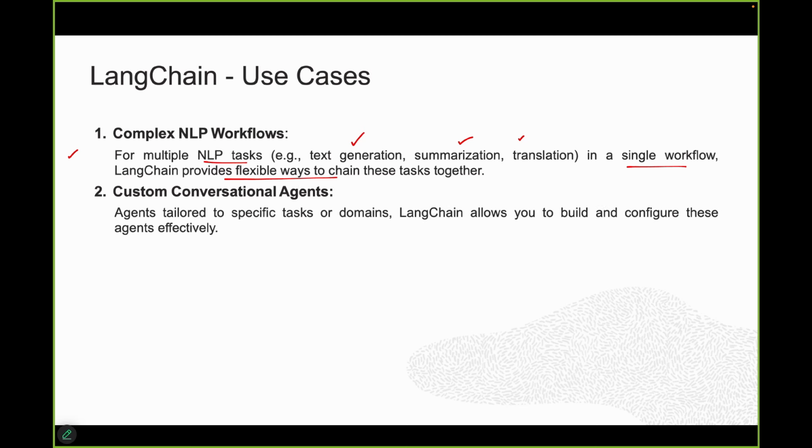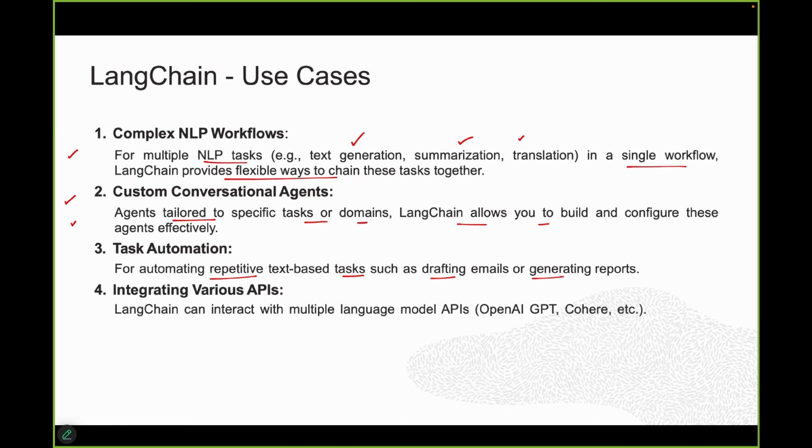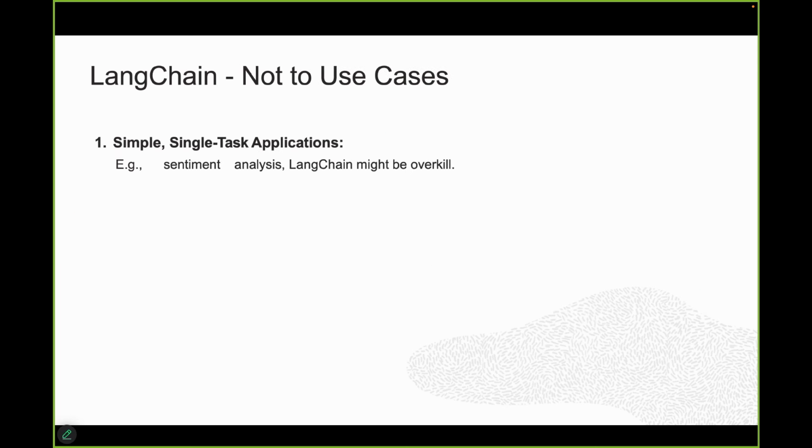Custom conversational agents. Agents tailored to specific tasks or domains. LangChain allows you to build and configure these agents effectively. Task automation. Automating repetitive text-based tasks such as drafting emails or generating reports. Integrating various APIs. LangChain can interact with multiple language models and APIs, OpenAI, GPT, Cohere, etc. Experimentation and prototyping.